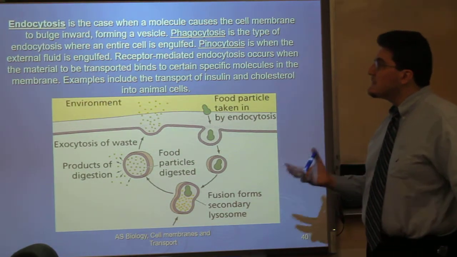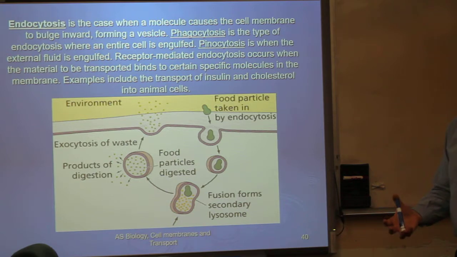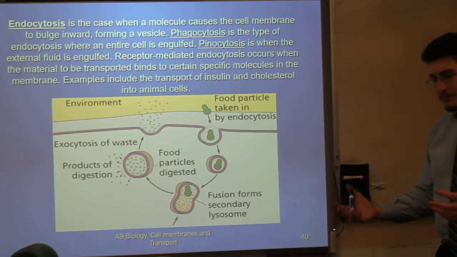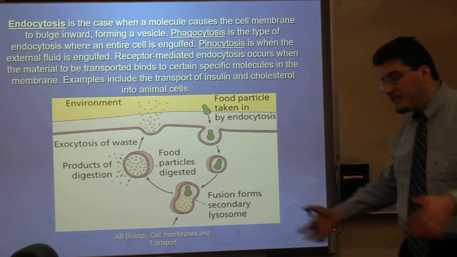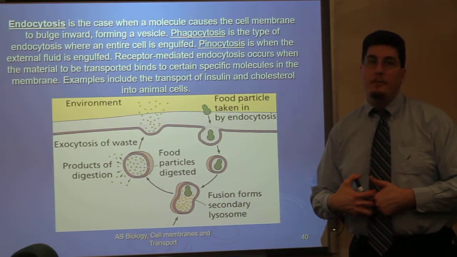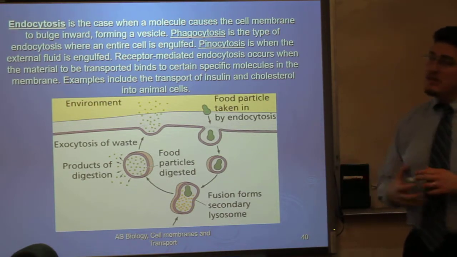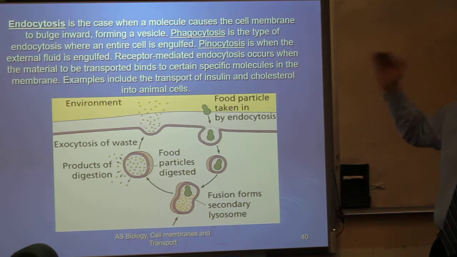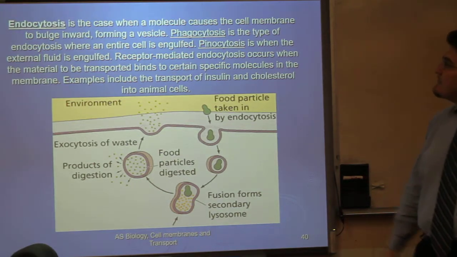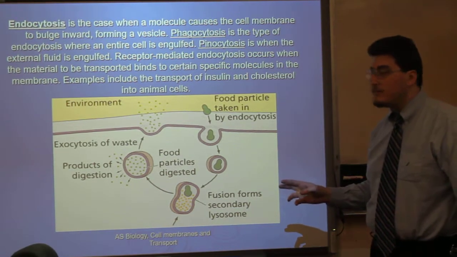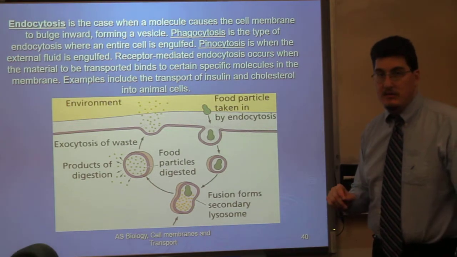Endocytosis is the process of taking substances into the cell. There are two subsets of endocytosis: phagocytosis and pinocytosis.